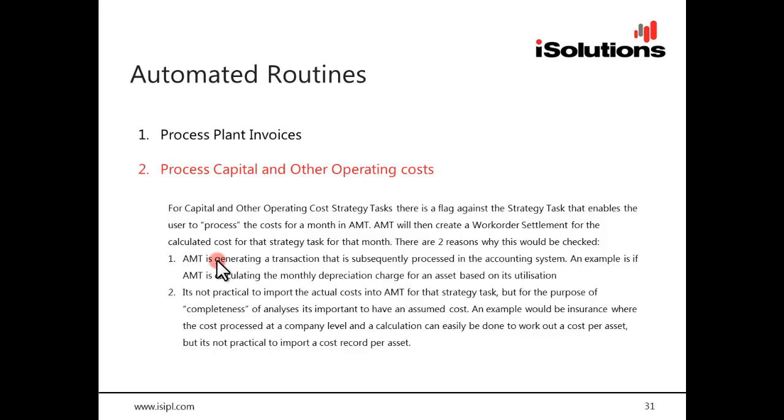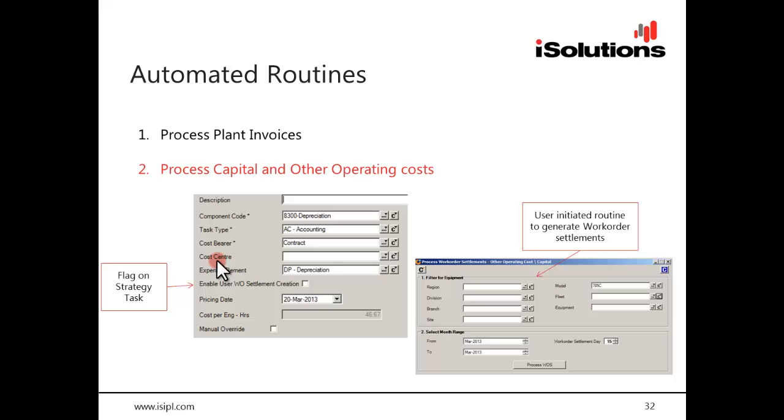and that would generate a work order. So it really means then that you are comparing your apples with apples when you're looking at your revenue versus your costs. So within AMT, at the strategy task level, there's a flag called Enable User Work Order Settlement Creation. So you decide whether you want to enable this routine with an AMT, and you decide by strategy task, by equipment.